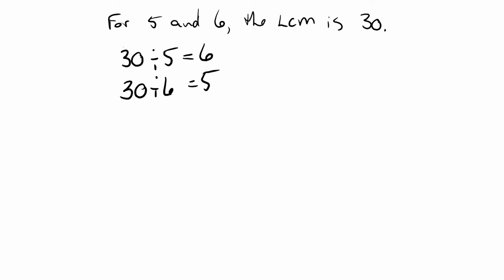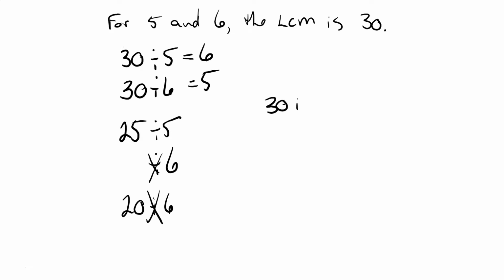The question, though, is there a number that's smaller than 30 that can be divided by both 5 and 6? Well, let's say, well, what about 25? Is that divisible by both 5 and 6? Well, of course it's divisible by 5, but it's not divisible by 6. Okay, so we know it's not 25. What about 20? Well, 20 is divisible by 5, but 20 is also not divisible by 6. So if we keep going, there's no number we can think of that is smaller than 30 that can be divided by both 5 and 6. So 30 is definitely the LCM.